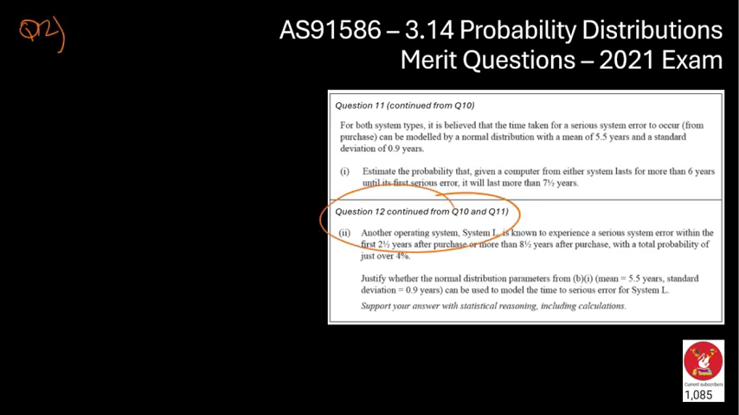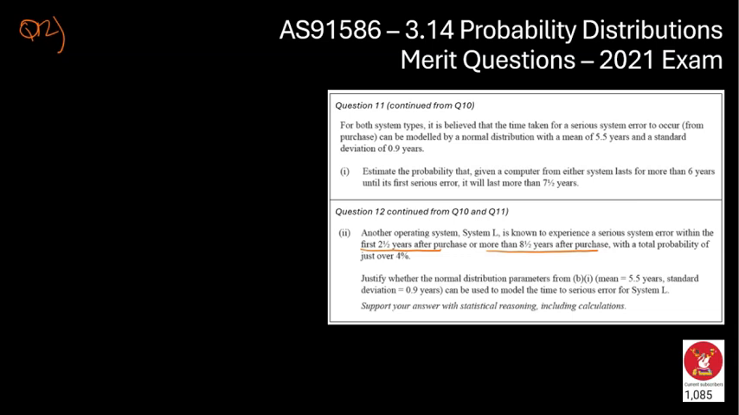It turns out there's actually 5, and this question carries on with this computer-related stuff that they've talked about. We've now got a third computer system known as computer system L, which is known to experience serious issues within the first 2.5 years or more than 8.5 years. So either your computer has an issue really early or really late. It's only 4% of the time it's going to be really early or really late. So most of the time, the other 96%, it's going to be somewhere in between the 2.5 and the 8.5.